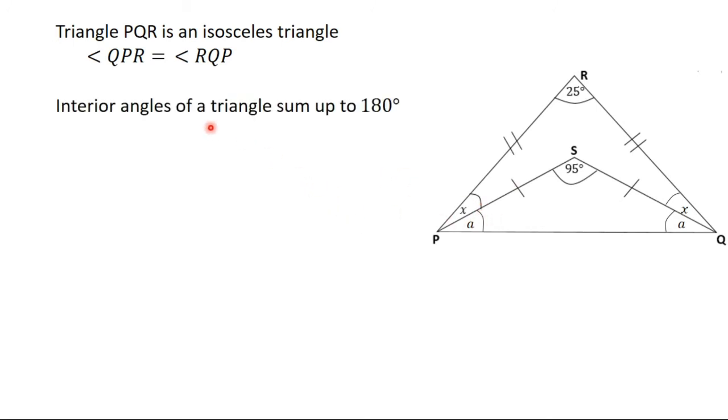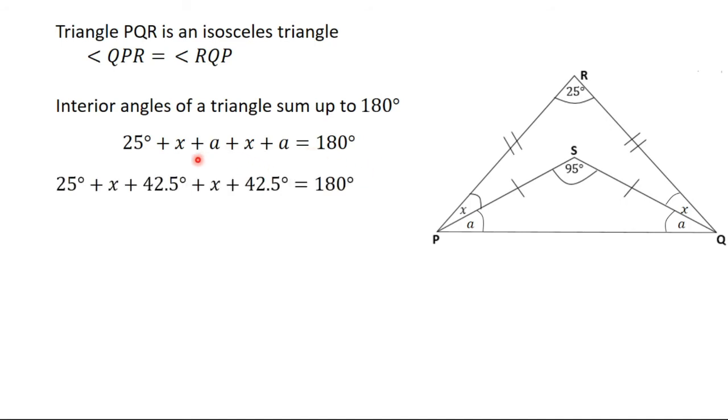We know that the interior angles of a triangle sum up to 180 degrees. So we are now considering triangle PQR. So it means that 25 degrees, which is this angle here, plus when you come here, we have S plus A plus S plus A, must give us 180 degrees. So here we are considering the bigger triangle. In the previous slide, in finding A, we considered this smaller triangle. This time, we are considering the bigger triangle here, which is also an isosceles triangle. So we have 25 degrees plus S plus A plus S plus A will give us 180 degrees.